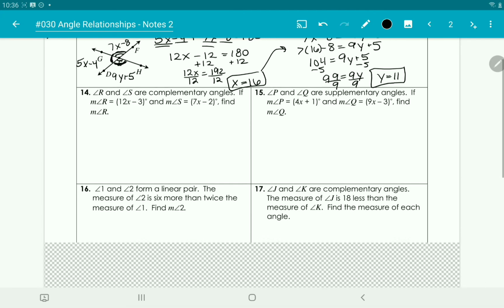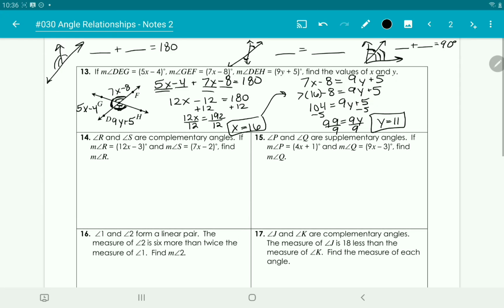Okay, so looking at number 14. R and S are complementary. Complementary means they add to 180. So we'll have blank plus blank equals 180. This might be an easier way for you to do it. So we have R and S. So R is 12x minus 3. S is 7x minus 2. Okay? So you can just solve for x like that. Put in the blanks and then fill them in.